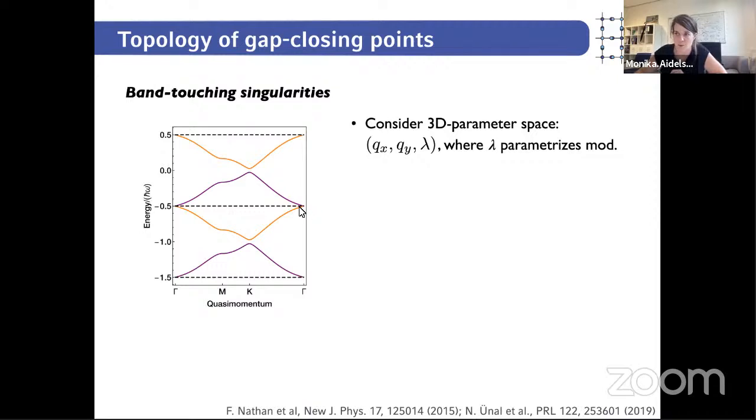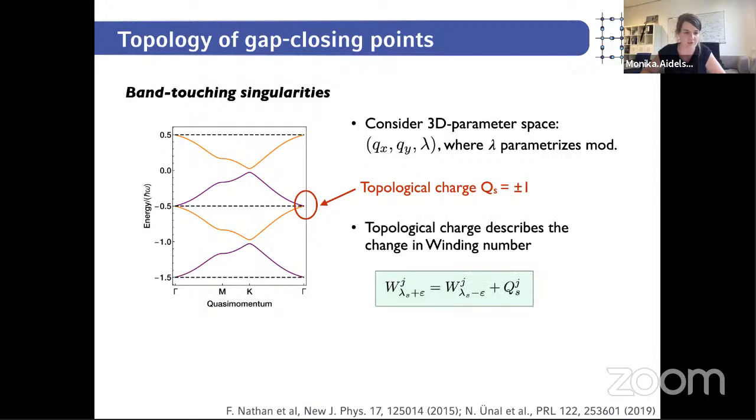Okay, so now this gap closing point itself in this 3D parameter space Qx, Qy, lambda has a topological charge, or has topological properties, which we can try to measure in experiments. And in this 3D parameter space, it's equivalent to a Weyl point. So we can assign a topological charge to it, which for linear gap closing points is either plus or minus 1. And the sign of this topological charge, which is the source of how the geometry of the bands change, determines how the winding numbers change.